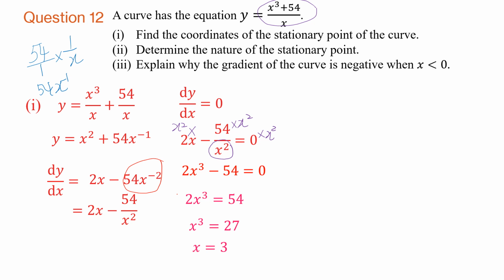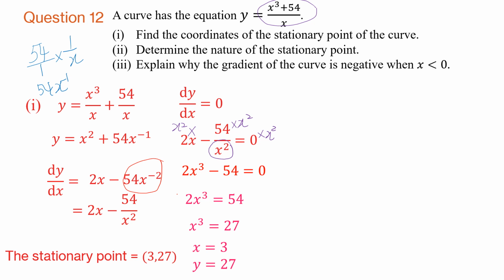So we need to substitute x equals 3 into your curve to find the y coordinate, and that's again not the end yet because you must always answer the question asked. So therefore the coordinates of the stationary point will be (3, 27). Okay, that's for part 1.